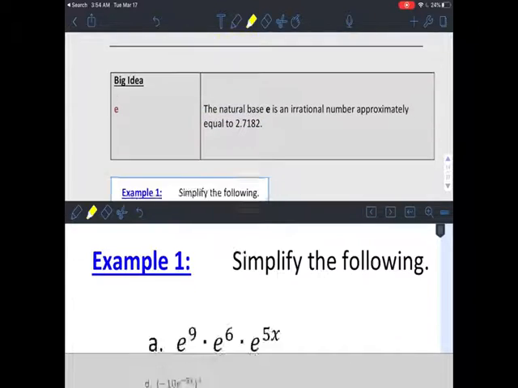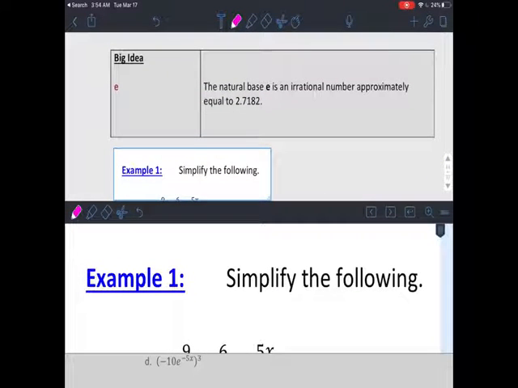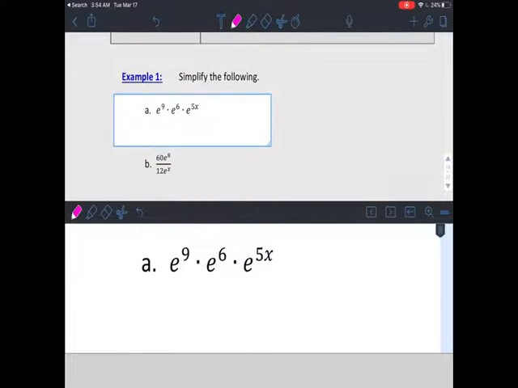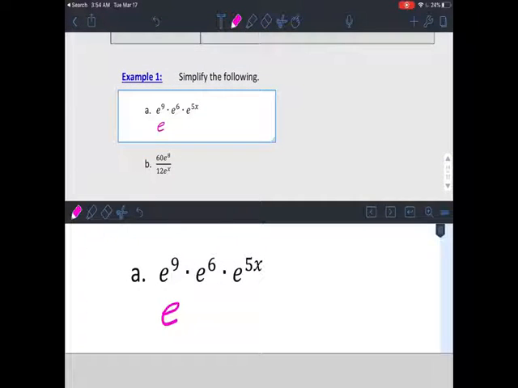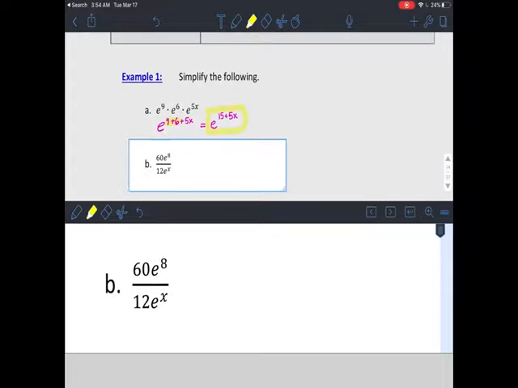What we're looking at today is basically a special number called e. It's an irrational number, kind of like pi is 3.14. E is just approximately 2.71. So if you're simplifying powers of e, you just use your exponent properties like you would with any other variable. So if you're multiplying all these together, you'd add your exponents. 9 and 6 are like terms, so you could make it 15. 5x can't be combined, and you're good.